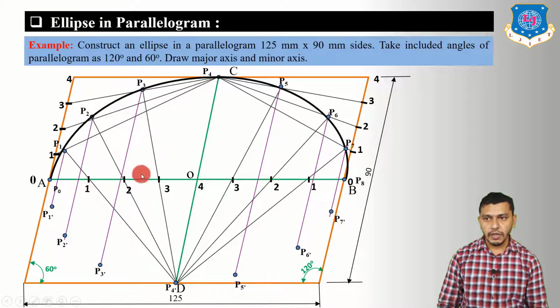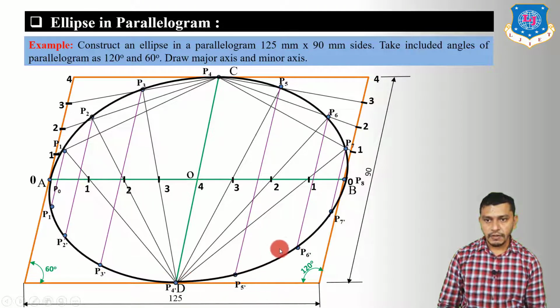Now what we have to do? We have to draw the freehand curve passing through these points, and we will get the ellipse in the second half also.